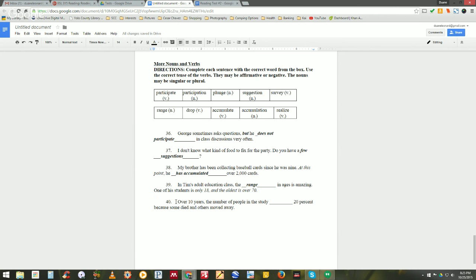Over 10 years, the number of people in the study blank. So we have a prepositional phrase, comma. So this is the subject, and another noun. So this needs to be a verb. So what is it here? The answer is drop. You could say plunge. So they both have a similar meaning, drop or plunge. Well, plunge is a noun here, so no, you can't use plunge. So it would be drop.